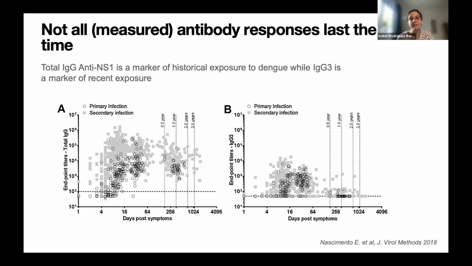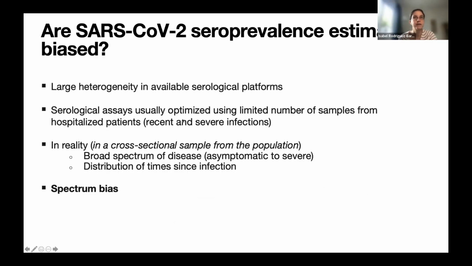And again, kinetics of assays can be very different. This is comparing total anti-dengue IgG versus IgG3 and showing how they have very, very different kinetics, one being a marker of recent infection and the total IgG of longer-lived infections.